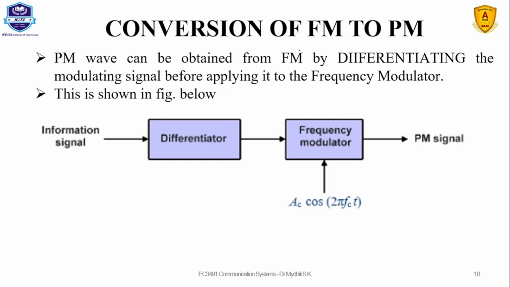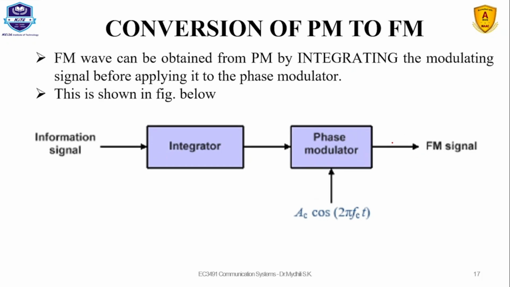So, conversion of FM to PM. We are going to use a frequency modulator to generate a PM signal from an FM signal. A PM wave can be obtained from an FM wave by differentiating the modulating signal before applying it to the frequency modulator. So we are using a differentiator and a frequency modulator to produce a PM wave.